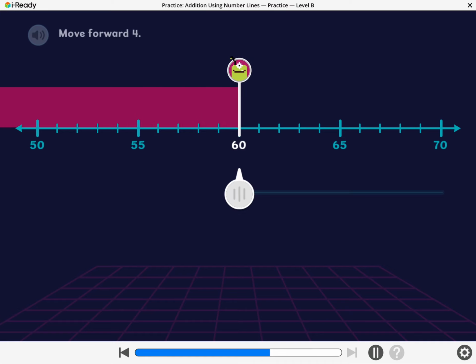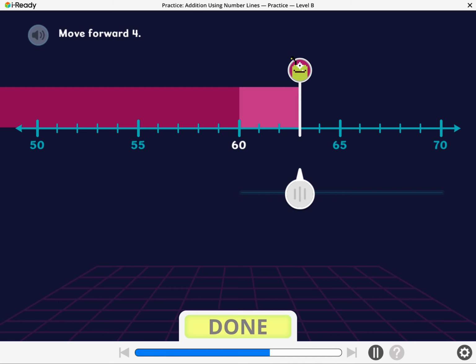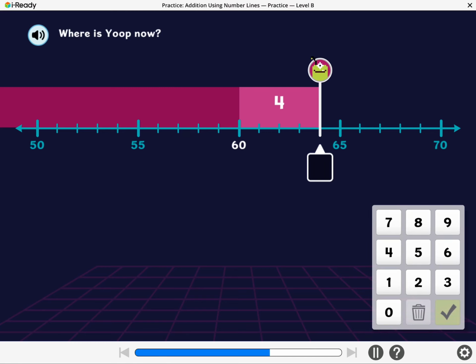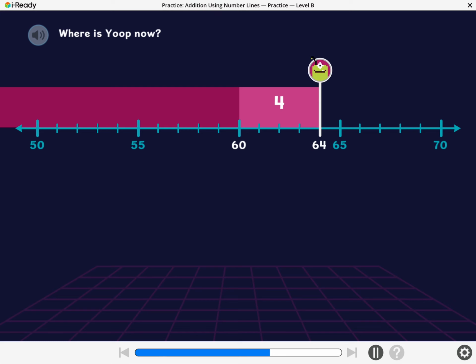Youp is at 60. Move forward 4. Try again. Where is Youp now? 60 plus 4 equals 64.